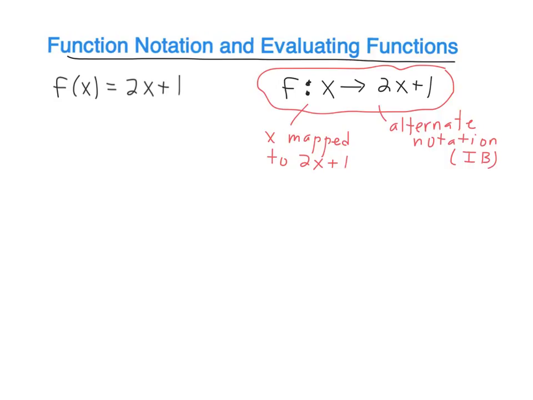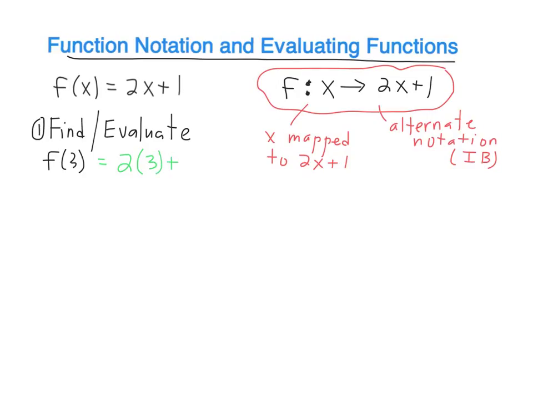Okay? So suppose that next we wish to find or evaluate f of 3. So if we're going to find f of 3, then all we're going to do is plug 3 into the function where we see an x. We're going to simplify it, and we're going to get that f of 3 is equal to 7. Now please understand that this really means that the point 3 comma 7 is on f.